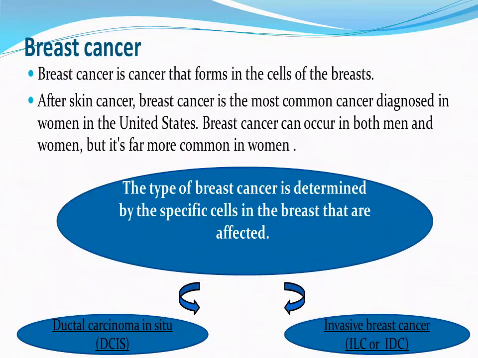Breast cancer. Breast cancer is cancer that forms in the cells of the breasts. After skin cancer, breast cancer is the most common cancer diagnosed in women in the United States. Breast cancer can occur in both men and women, but it's far more common in women. The type of breast cancer is determined by the specific cells in the breasts that are affected. Two types: ductal carcinoma in situ, invasive breast cancer.